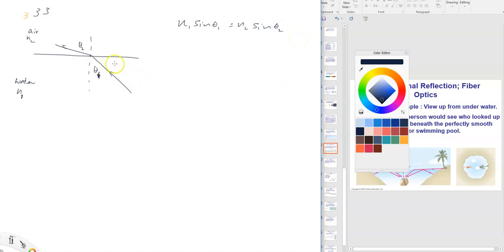Now, we're going to increase this. Okay, second diagram. We're going to increase this to theta C. At that point, we know the light is going to travel along the boundary, along the surface, making theta 2 90 degrees. Now, theta 1 is theta C. So, we can write N1 sine theta C equals N2 sine theta 2, which is 90.